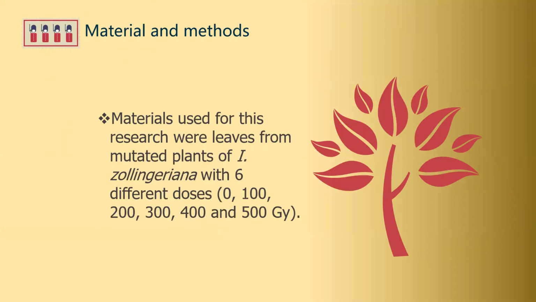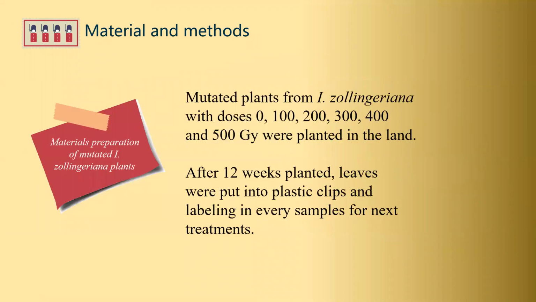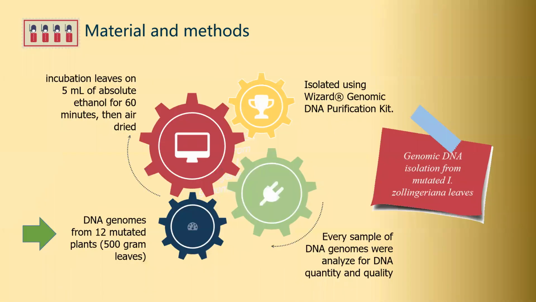The material used for this research was leaves from mutated plants of Indigofera zollingeriana with 6 different doses. For material preparation, mutated plants with doses of 0, 100, 200, 300, 400, and 500 gray were planted in the land. After 12 weeks, leaves were put into plastic clips and labeled for each sample for the next treatment. For genomic DNA isolation, DNA genome from 12 mutated plants was isolated using the Wizard Genomic DNA Purification Kit.